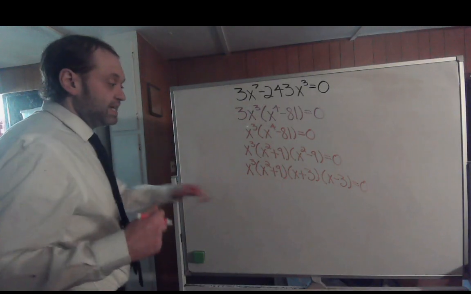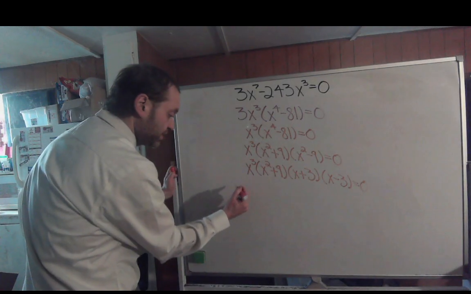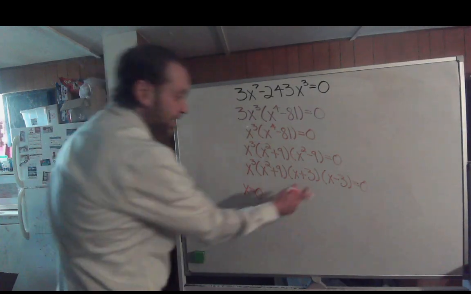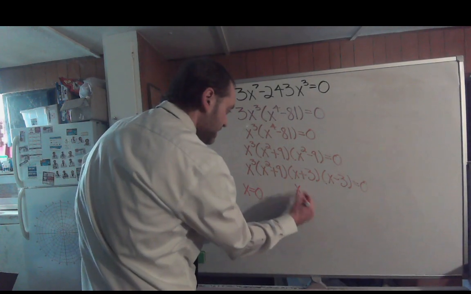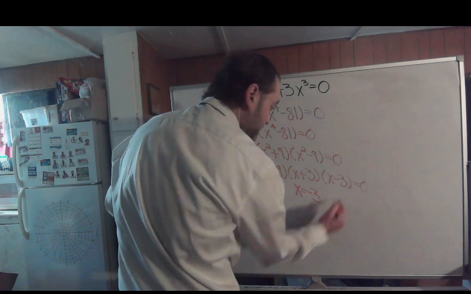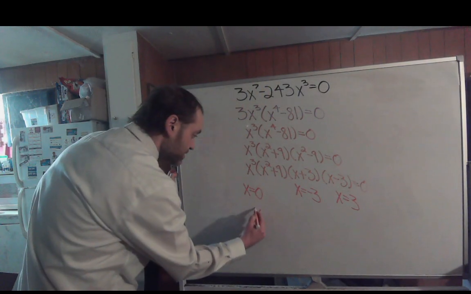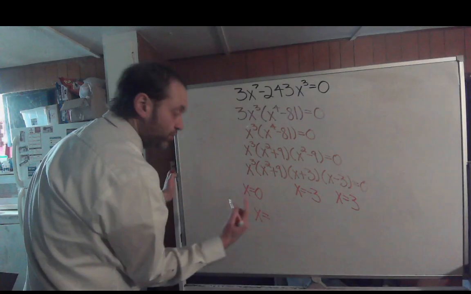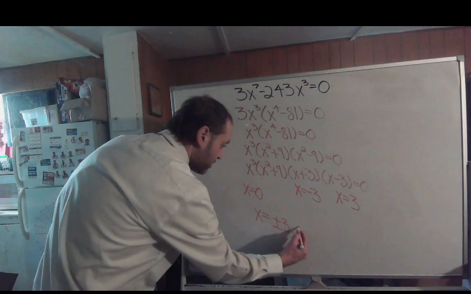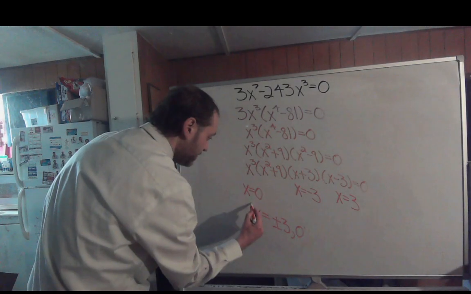So if I take each of the real factors and set them equal to 0, that x to the 3rd equal to 0 would just give me x equals 0, right? X plus 3 equals 0 would give me x equals negative 3. And then the x minus 3 equal to 0 would give me x equals 3. So x would have 3 real values of plus and minus 3 and then 0. Those would be your 3 real values.